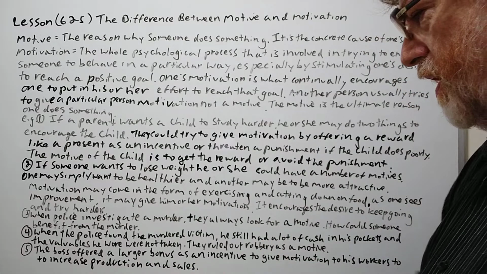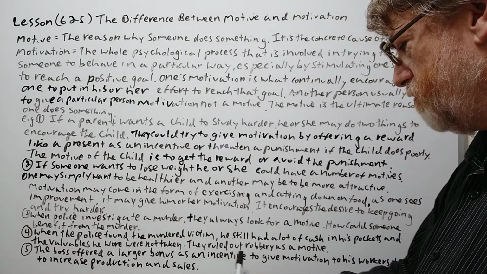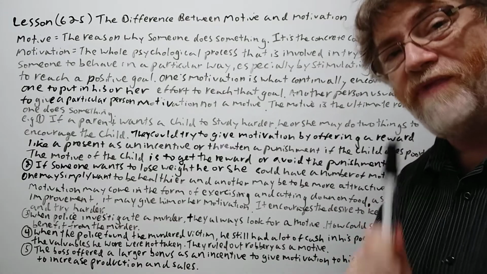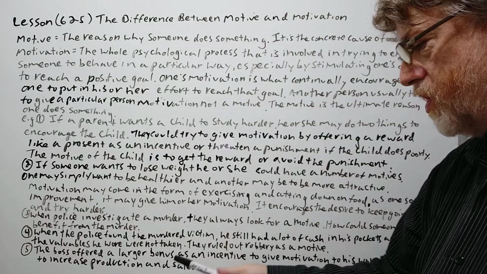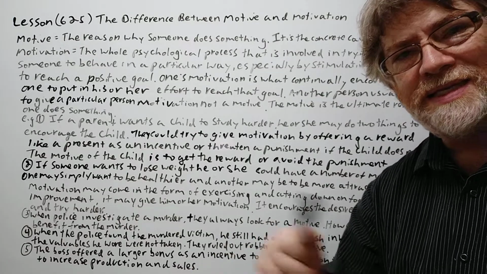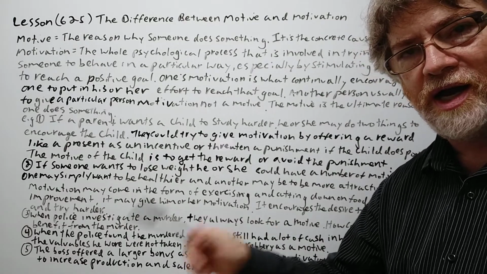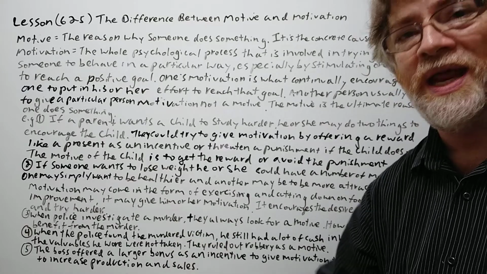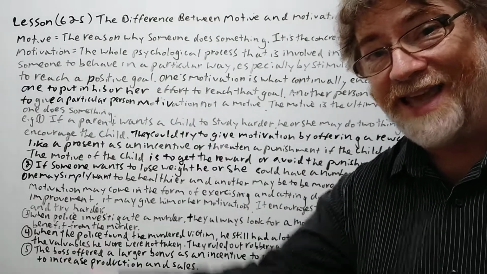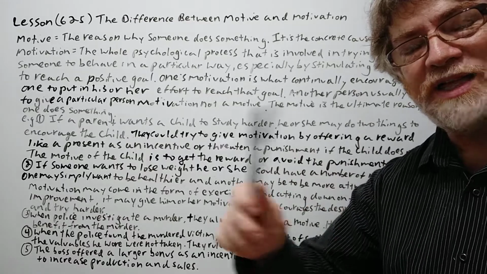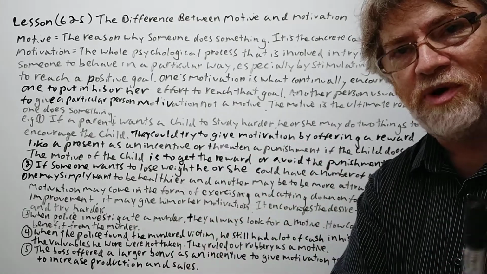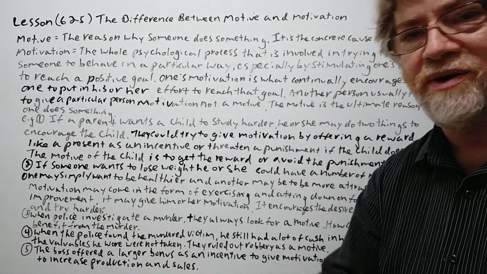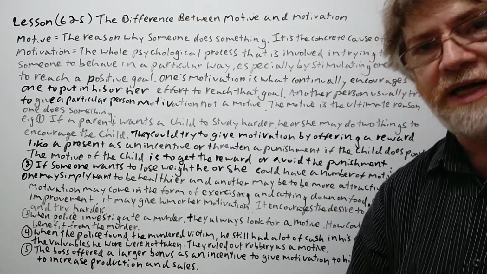Number five, the boss offered a larger bonus as an incentive to give motivation to his workers to increase production and sales. So his action of offering the higher bonus is what could give them motivation. Their motive in the end is to get that bonus. That's why they're working harder. But the boss gives the motivation, and their motive is to get the prize at the end, or to get the bonus, to get the extra money.